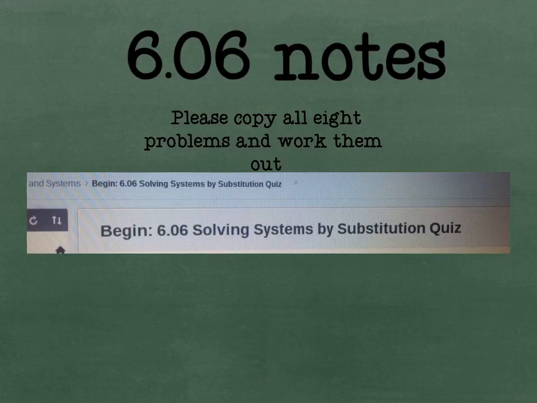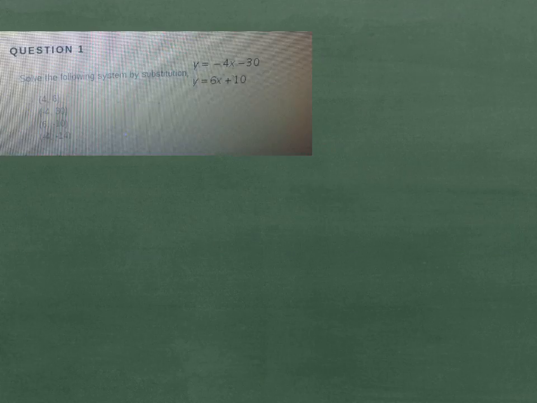So this is about solving systems by using substitution. Question number 1. Solve the system by using substitution. So the way you do this problem is you plug in one equation into the other. So I just rewrote it on the side here. Y equals negative 4x plus 30 is up here. And then the bottom equation, y equals 6x plus 10, is down here. And I'm going to plug in the top equation into the bottom equation like this.